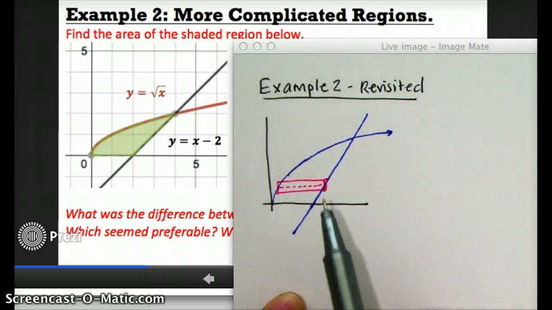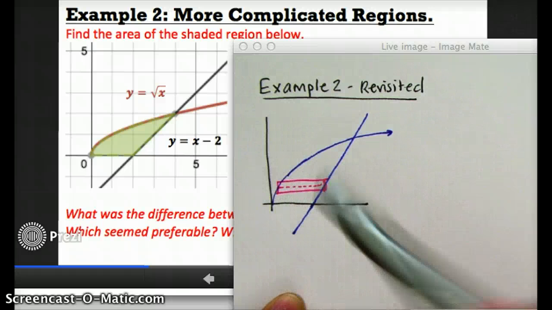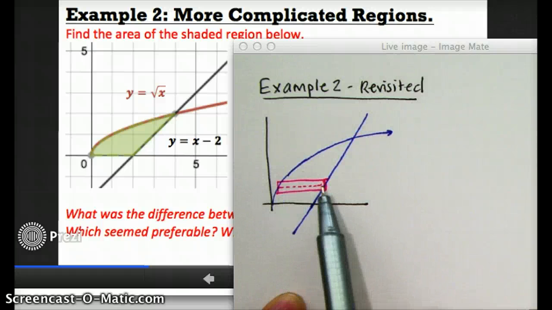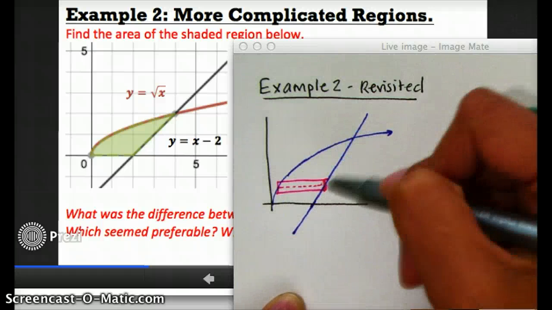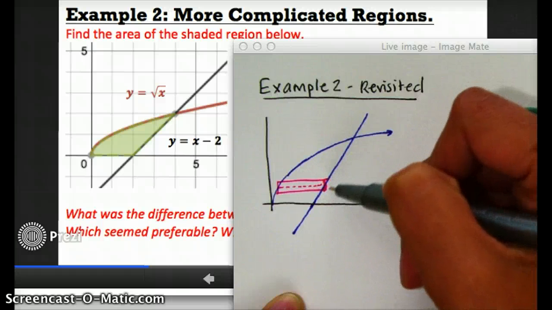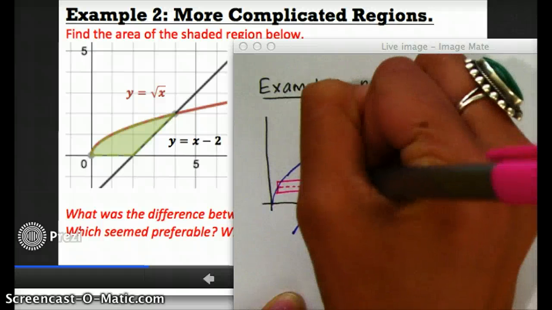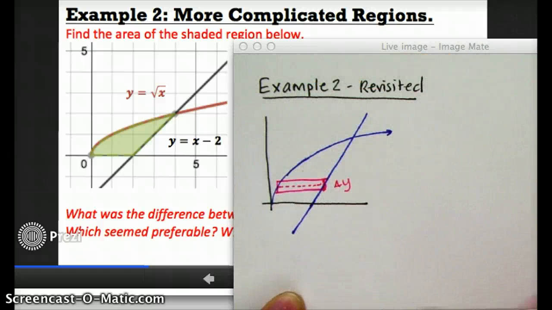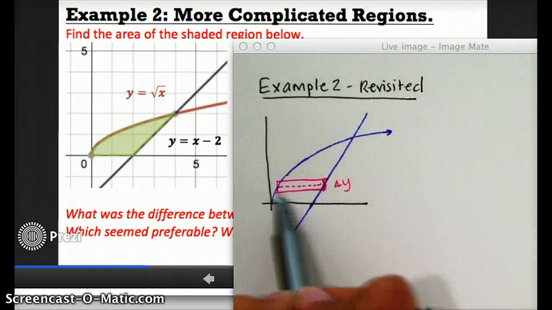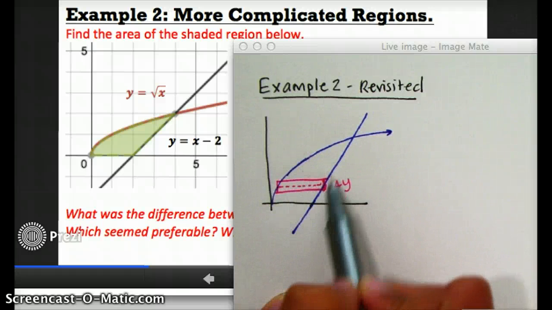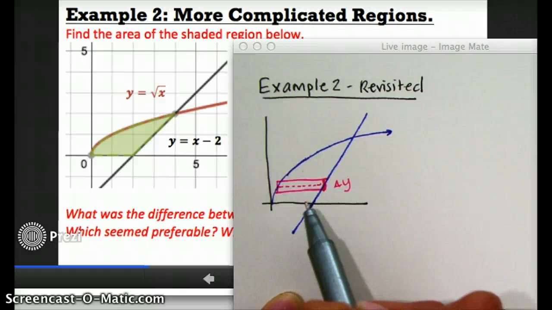So what's different about this is now, using the same shape of rectangle, we can actually fill up the entire area. All of the rectangles are defined the same way. They all have a little width that's actually vertically oriented. So it's a delta y instead of a delta x. And then their length, or whatever you want to call it, is actually the difference between the first curve and the second curve's x values.